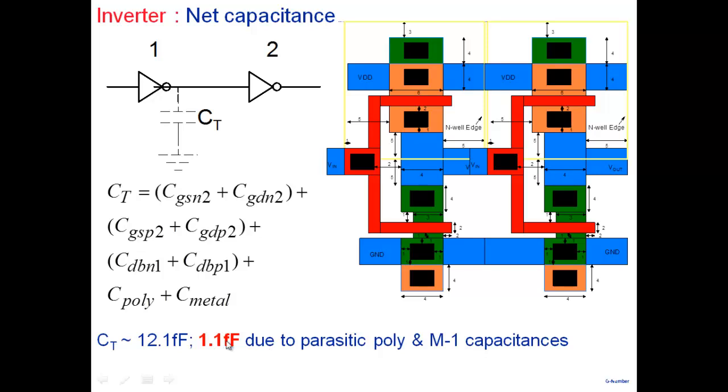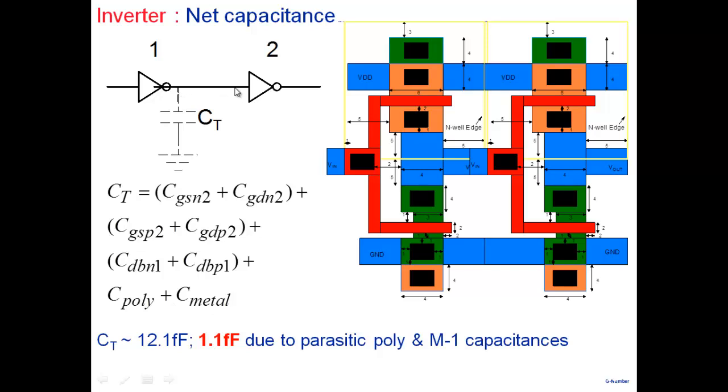Out of 12 femtofarad. If I had not done the layout, I would have had only the schematic, and maybe I could have estimated a capacitance using gate to source and so on. Even then, gate to source and gate to drain I could have estimated from W and L. But drain to body would have been difficult because I don't have the area of the drains without the layout. Suppose I made some estimation. For this poly and metal, I wouldn't have had any idea how long these wires were. I would have no idea.